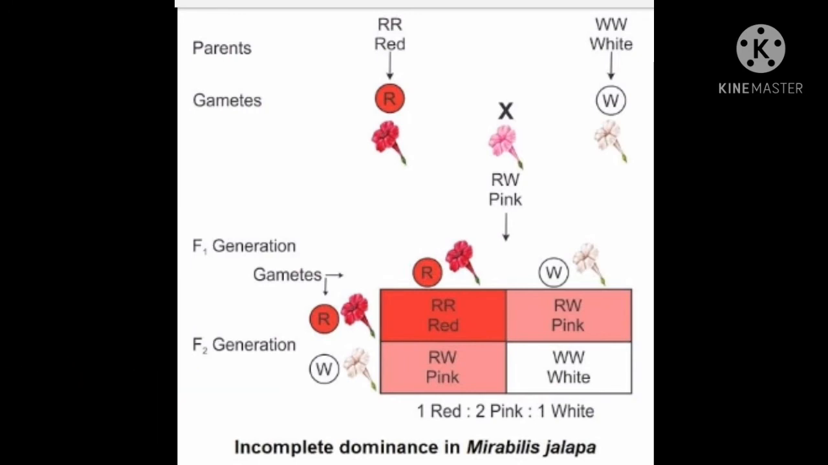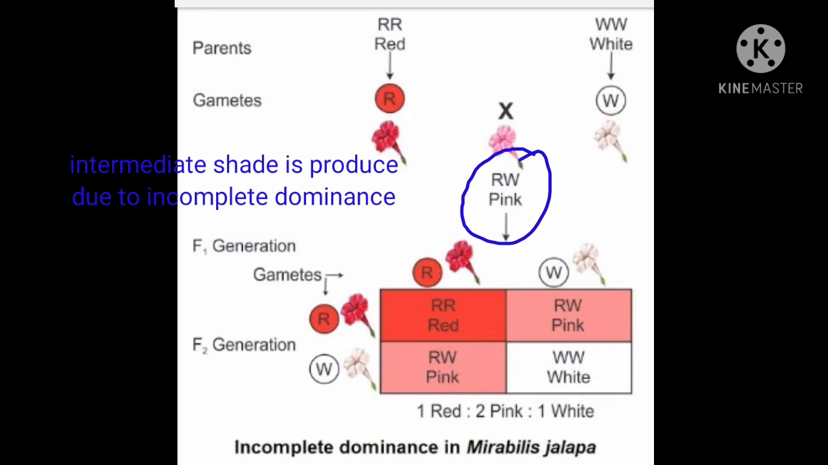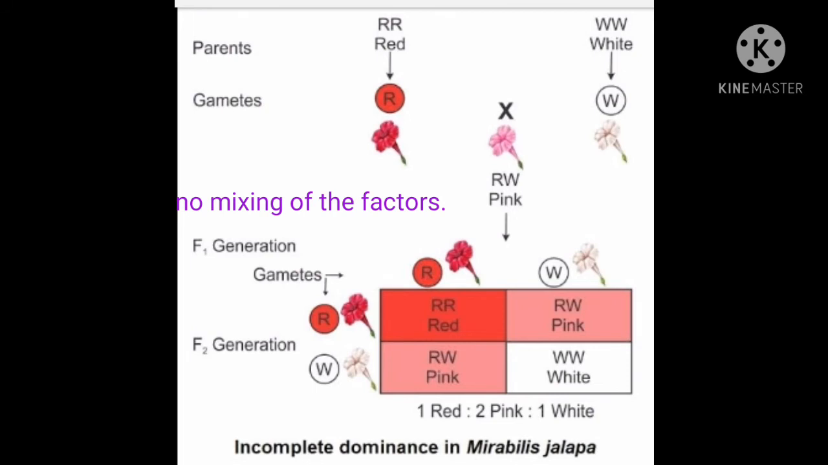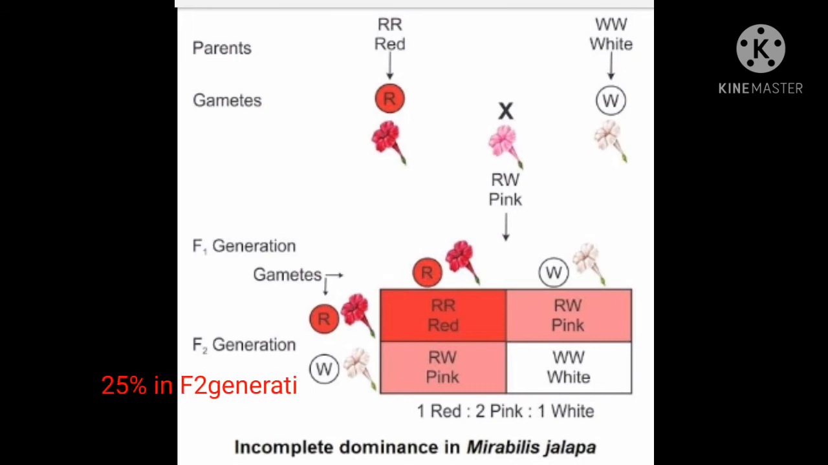This means the factors segregate and there is no mixing of the factors. The intermediate shade is produced due to incomplete dominance. So incomplete dominance does not favor the blending theory of inheritance. There is no mixing of the factors. That's why, though in F1 all are pink, both the parental traits, red and white, reappear, each in 25%, in the F2 generation.